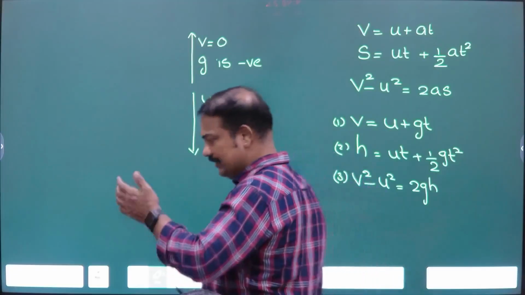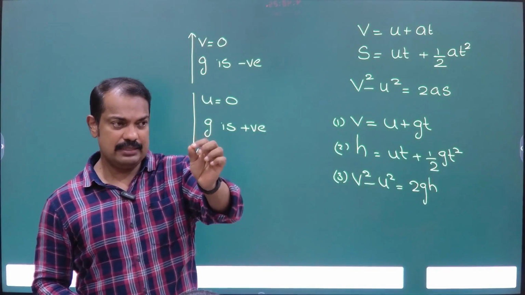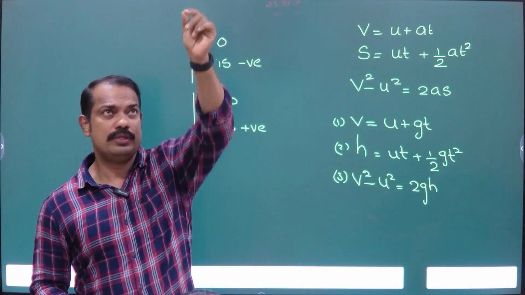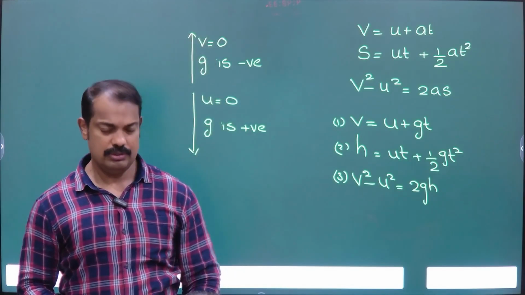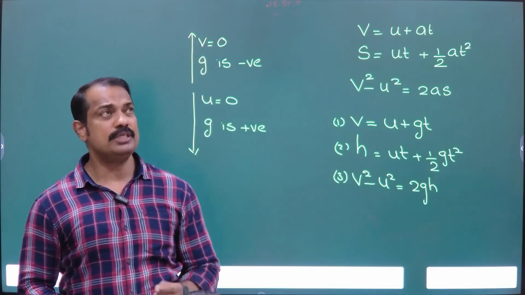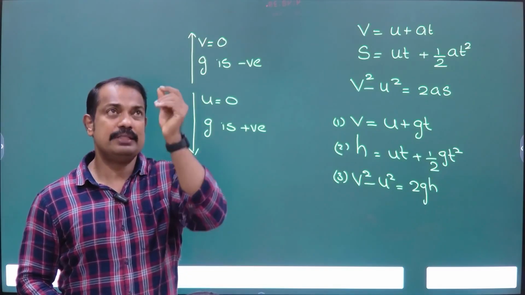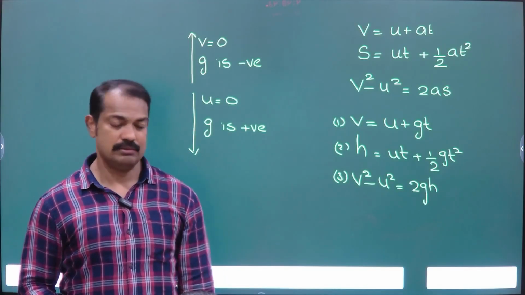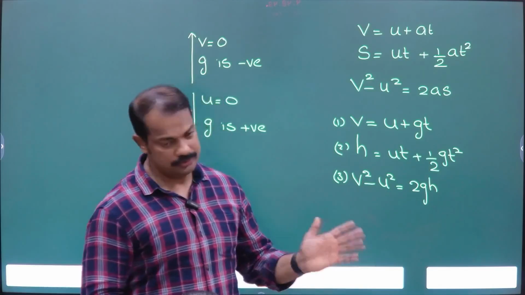Time of ascent is equal to time of descent. Time taken to reach the highest point is equal to time taken to reach the ground. If the time taken by the object to reach the highest point is 2 seconds, what is the time taken by the same object to reach the ground? What is the total time taken? 4 seconds. During this journey, total time taken is equal to 4 seconds.